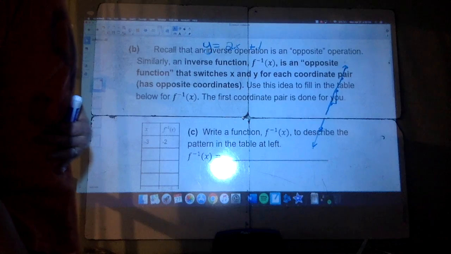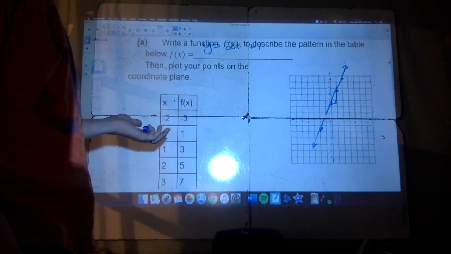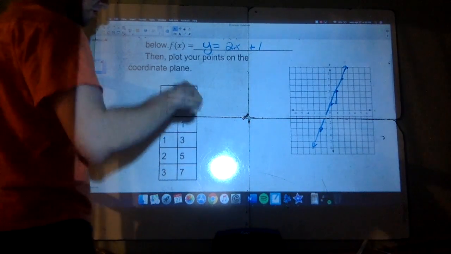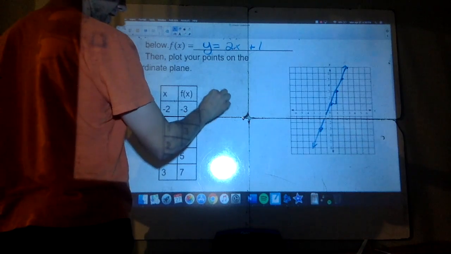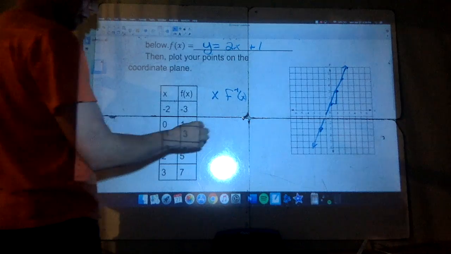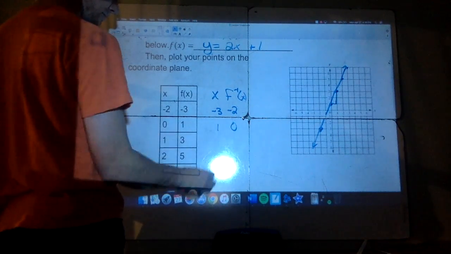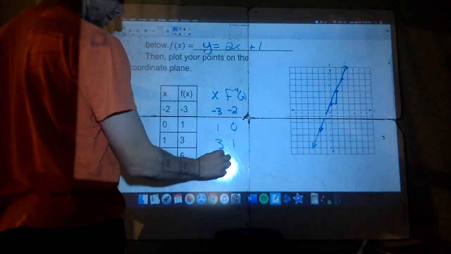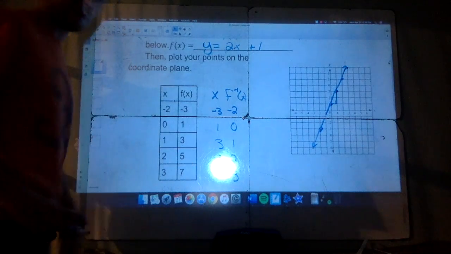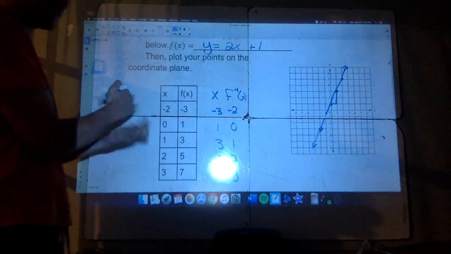So I'm going to go back on my paper and I'm just going to do it on the same one. If you printed it out, you can do it on that one. But here we have our inverse. So our inverse function, f inverse of x, is we're just going to flip all of these points. 3, 1, 5, 2, 7, 3. So that's the inverses. All you need to do for a table is really easy, is you just flip those points.